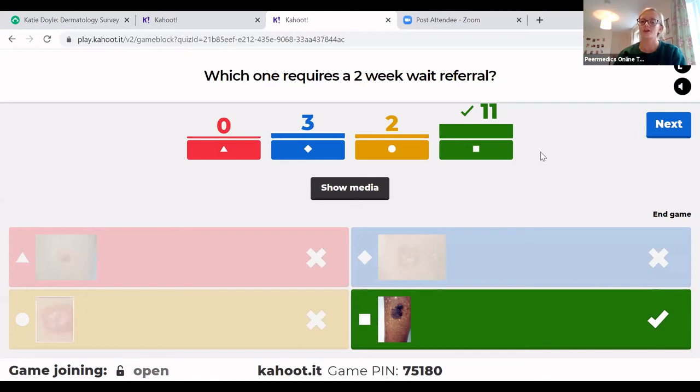Just be careful, guys. Know that you always say that you're going to do a 2-week wait, so make sure that you get that in there. It's not enough to say urgent referral. You need to actually say the words 2-week wait and explain to your patient why you're referring them so urgently.